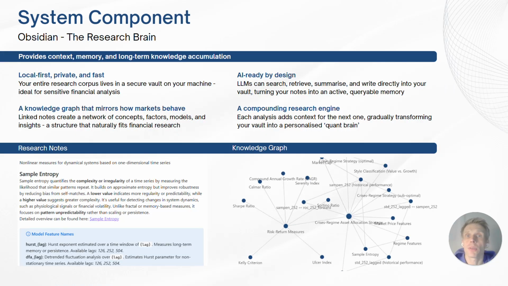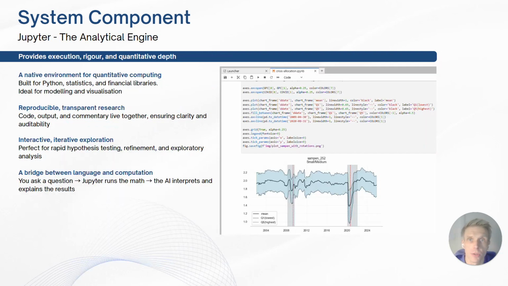Each part plays a different role, but together they create a seamless, intelligent research workflow. The first component is Obsidian, my long-term research memory. It stores everything I learn in a secure, private vault on my computer. Over time, it becomes a living knowledge graph, connecting ideas, models, and insights. An AI agent can search and build on this knowledge, so every new project starts smarter than the last.